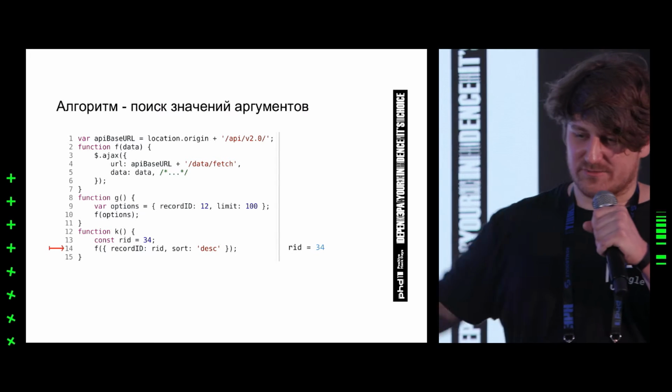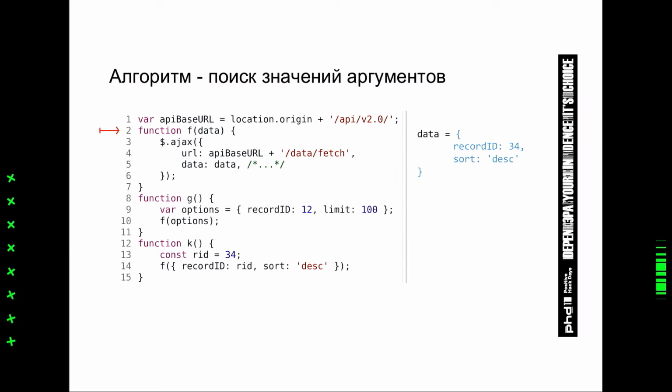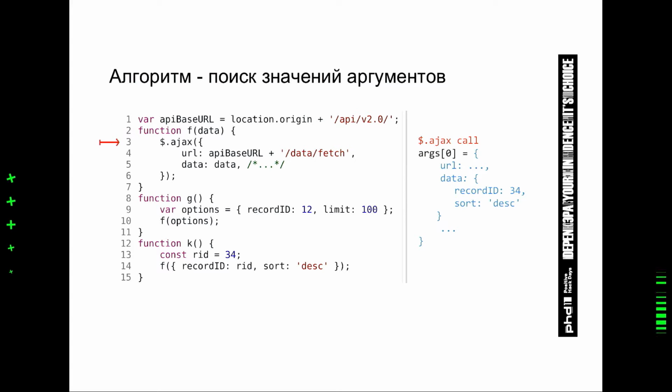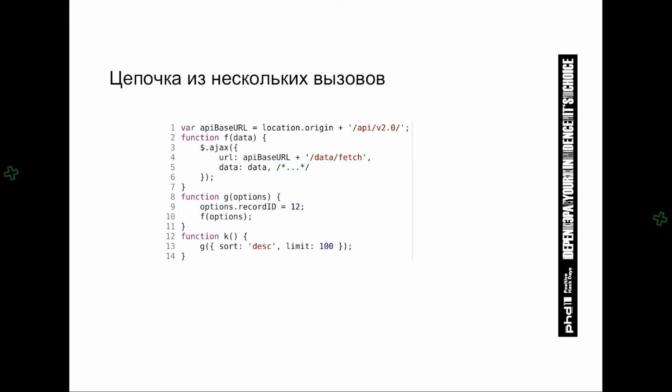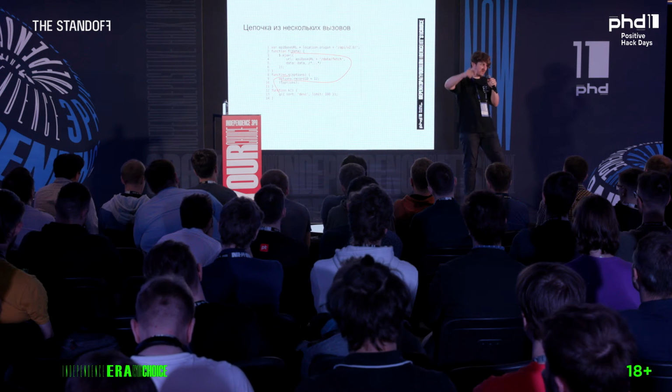Then there is this read variable. It goes to f. And then we go once again to f, and we get another set of arguments. Sometimes there is a chain of several calls. Function f is called from G, and G is called from K. How do you detect that?